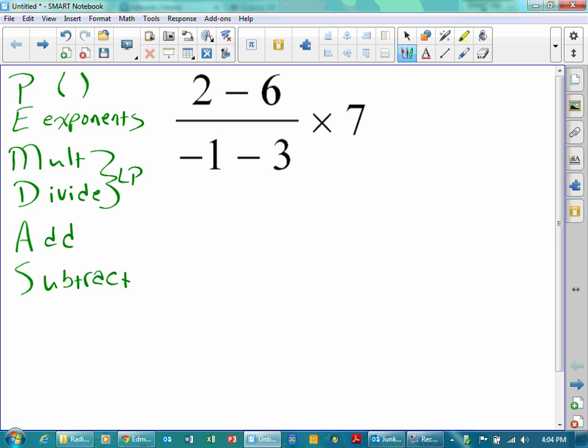That goes left to right, and that goes left to right. So that means if there's a subtraction before the addition when you read it, you do that first. Same with division. If there's division before multiplication, you do it first. Now, with these, you're going to show every single step. You're going to do them one line at a time.